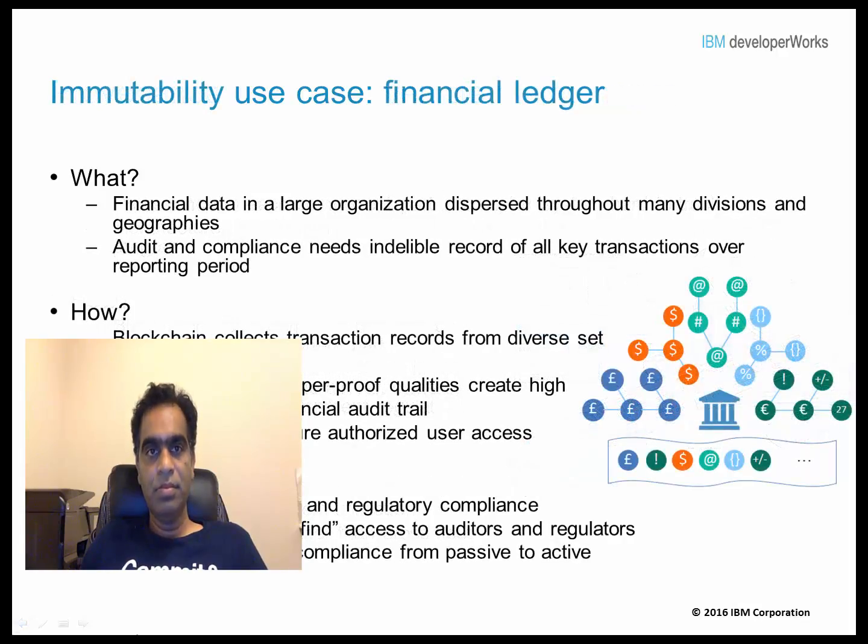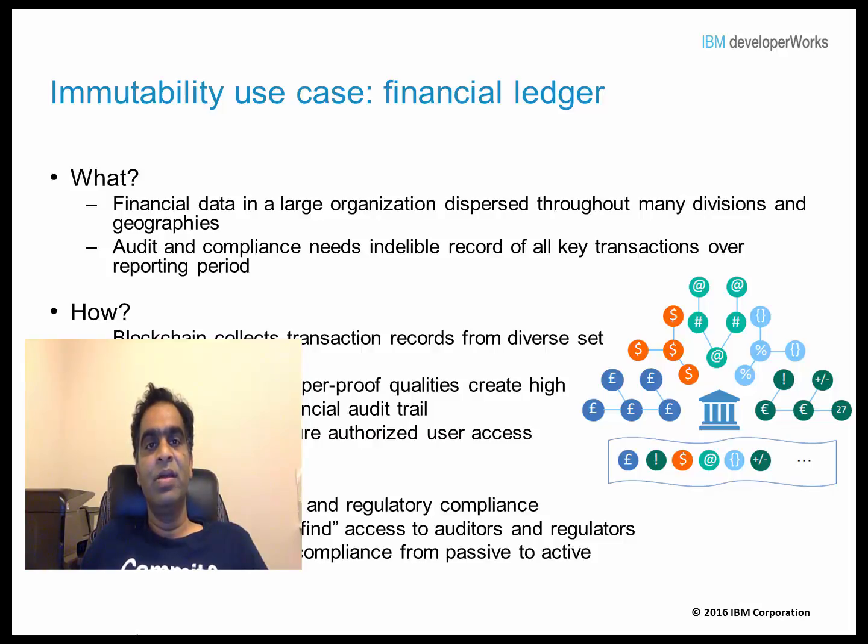In the third use case, let's take a financial ledger and talk about immutability. What is the use case? Financial data in a large organization is dispersed throughout many divisions and geographies. It is really very hard to have the pristine version of data available across these divisions. Audit and compliance needs an immutable record of all the key transactions to track fraudulent activities.